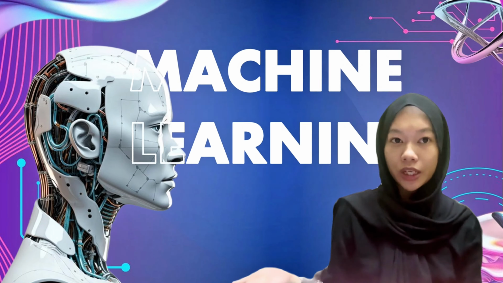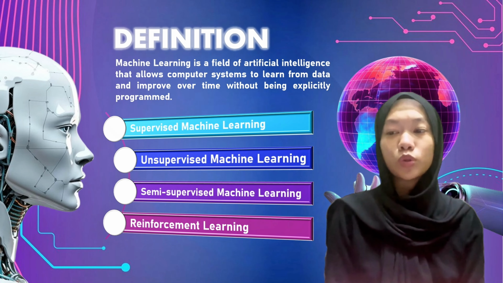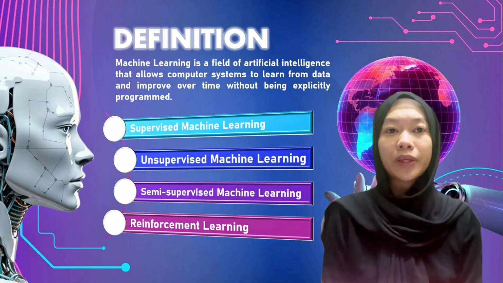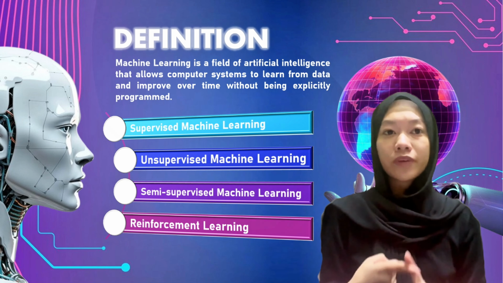So, what is machine learning? Machine learning is a field of artificial intelligence that allows computer systems to learn from data and improve over time without being explicitly programmed. There are 4 types of machine learning. First one is supervised machine learning.